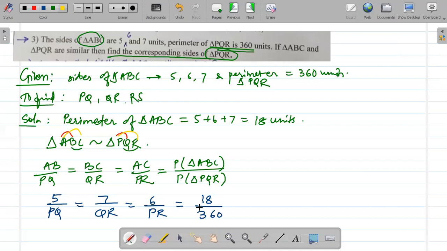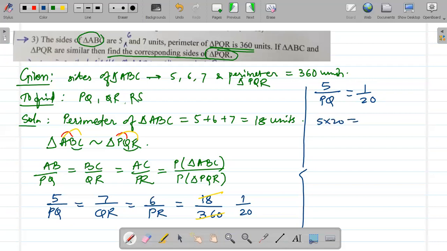And now we can reduce this to lowest form. That would give us 1 over 20. 18 times 2 is 36, so 1 over 20. Now since we have the ratios, we can always compare any two ratios and then find the missing value. Like here you could do 5 over PQ equals to 1 over 20, simply cross multiply. So you would get 5 times 20 equals to PQ. So PQ is 100 units.